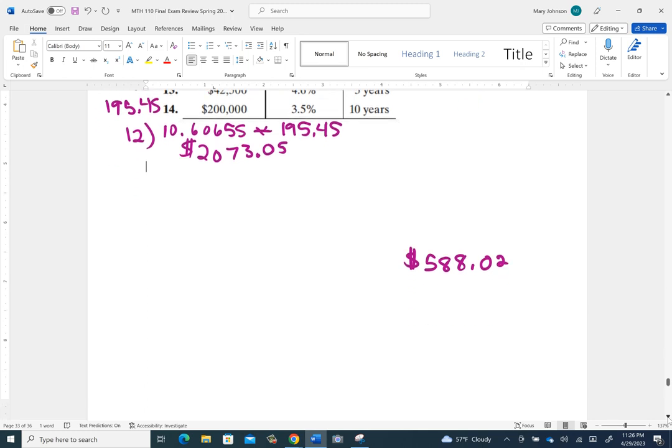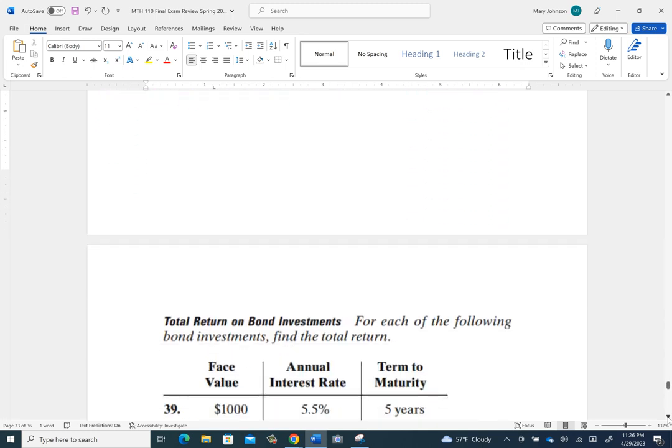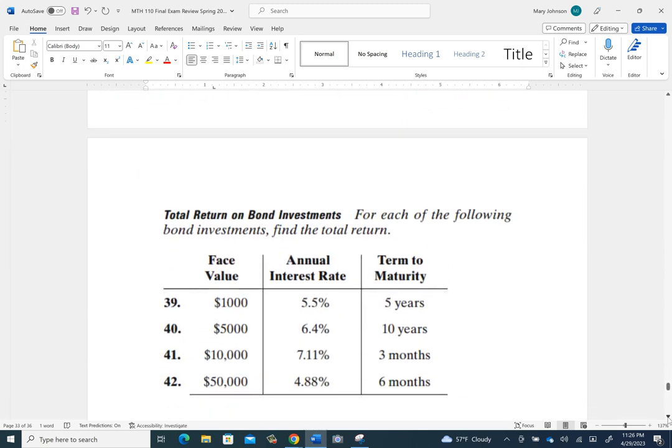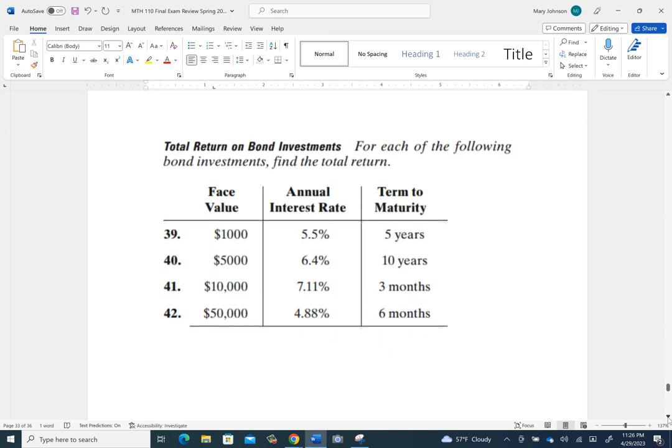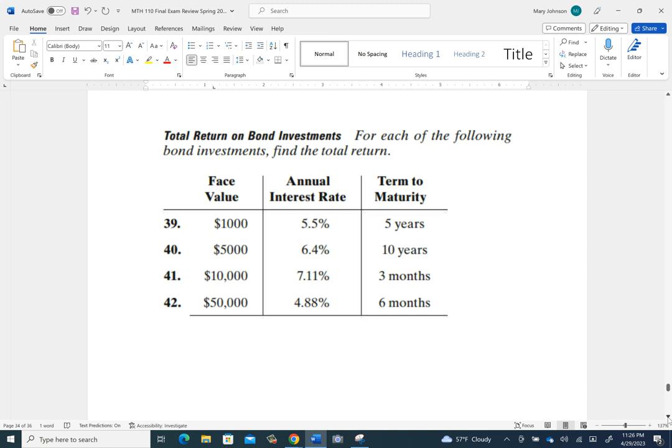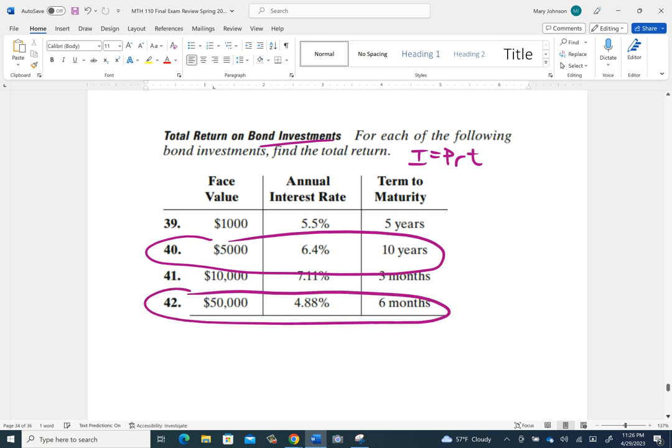And what we're looking at is the last couple of problems. So in 13.5, it says find the return of a bond investment. And that was the first one they suggested we look at. So for bond investments, it's just simple interest. Total return is just the simple interest formula. So I'm just going to do one of these. Let's do number 40. Well, actually, I'll do two in case you get one with months.